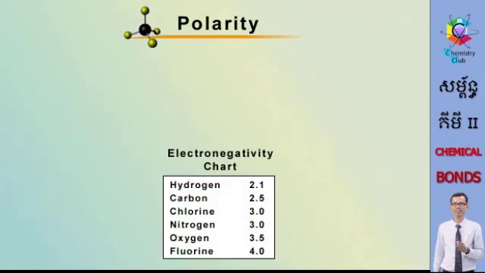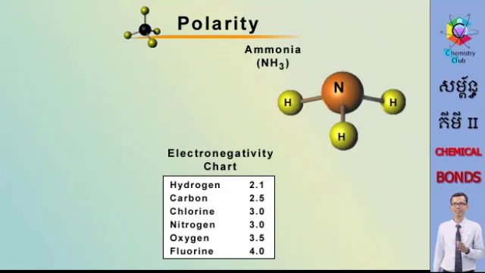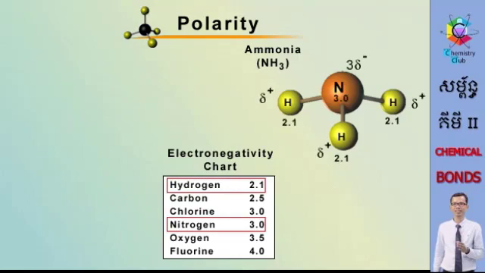Similarly, polarity can occur in molecules that have more than two atoms. For example, ammonia consists of 3 atoms of hydrogen bonded to a central atom of nitrogen, forming a pyramidal shape. Nitrogen is electronegative relative to hydrogen, so the nitrogen end of the molecule is assigned a delta negative charge, and each of the hydrogen atoms receives a delta positive charge.